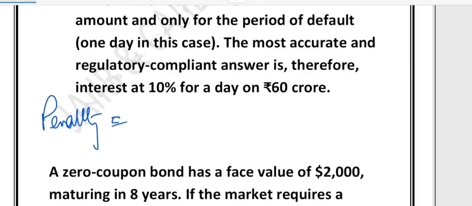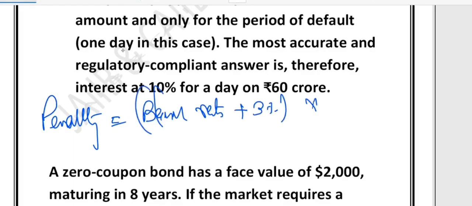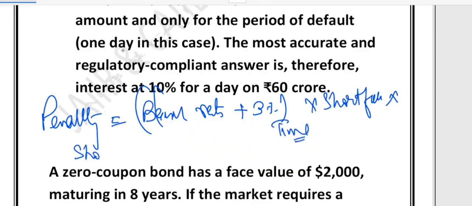So it will be mentioned in the question, right? And then multiply it by the shortfall, which means how much shortfall it is in terms of amount, and multiply it by time, right? And one more thing is how to find the shortfall. To find the shortfall, the formula is very simple. You write the required and you subtract the maintained. Required minus maintained, that is the shortfall, right?